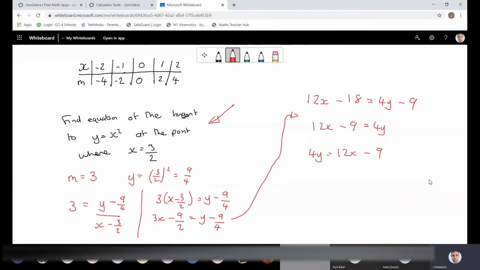And quite often in A-level questions, they ask you to give the answer in the form where all the coefficients are integers, and that's why I've done that. That's why I've multiplied by 4. So you might be thinking, well, I'm used to giving y equals, but quite often you're just asked to make it all integers. So ay equals bx plus c or something like that.